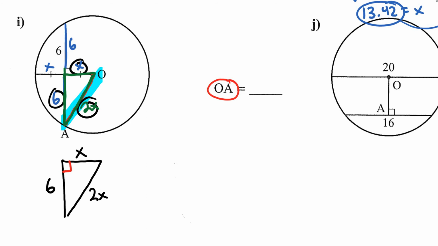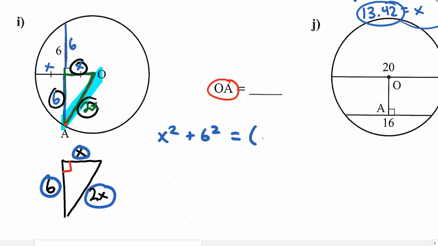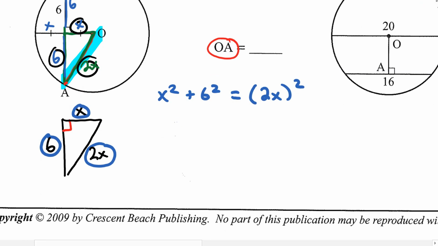I can use the Pythagorean theorem now because over here, here's a leg and there's a leg. So that setup is going to be x squared plus 6 squared equals to the hypotenuse, which is 2x. So 2x is being squared. All right, so that's kind of a different kind of a setup there, but it looks doable.